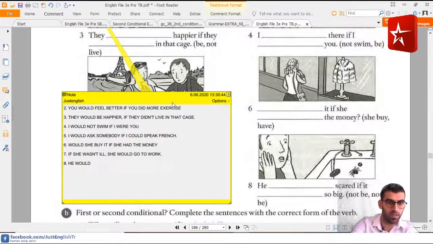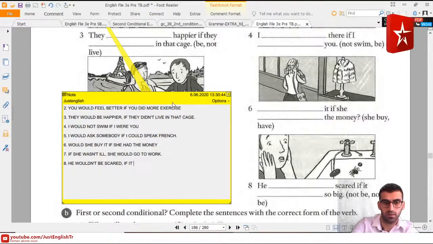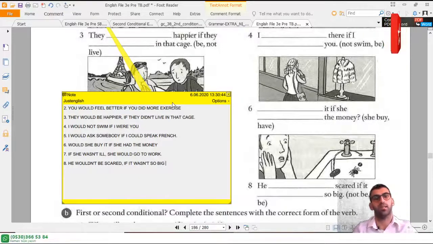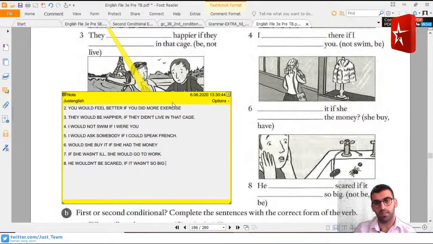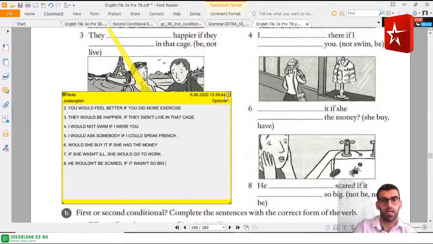He wouldn't be scared, not sacred, scared, if it wasn't, yes, if it wasn't so big. Yes, he wouldn't be scared if it wasn't so big. That was the second conditional sentence for number 8.